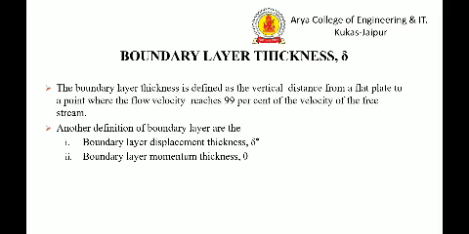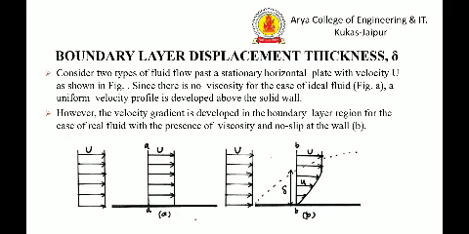Now, what are the different types of boundary layer thicknesses? The boundary layer thickness is defined as the vertical distance from a flat plate to a point where the flow velocity reaches 99% of the velocity of the free stream. Other definitions are the boundary layer displacement thickness and the boundary layer momentum thickness, given by delta star and theta respectively.